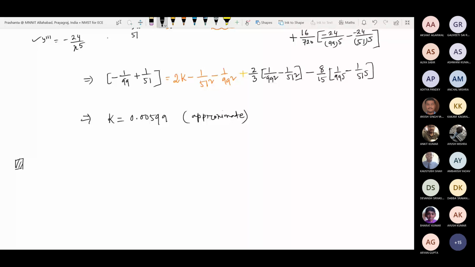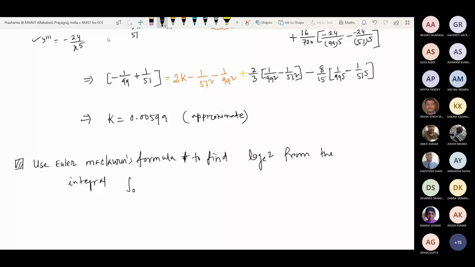So the problem is: use Euler-Maclaurin's formula to find log e base 2 from the integral, integration 0 to 1 dx by 1 plus x.